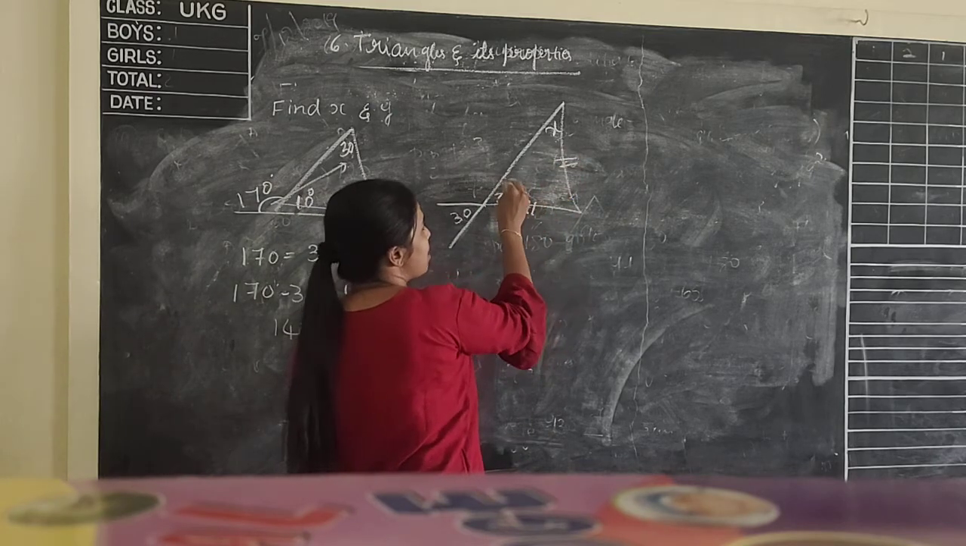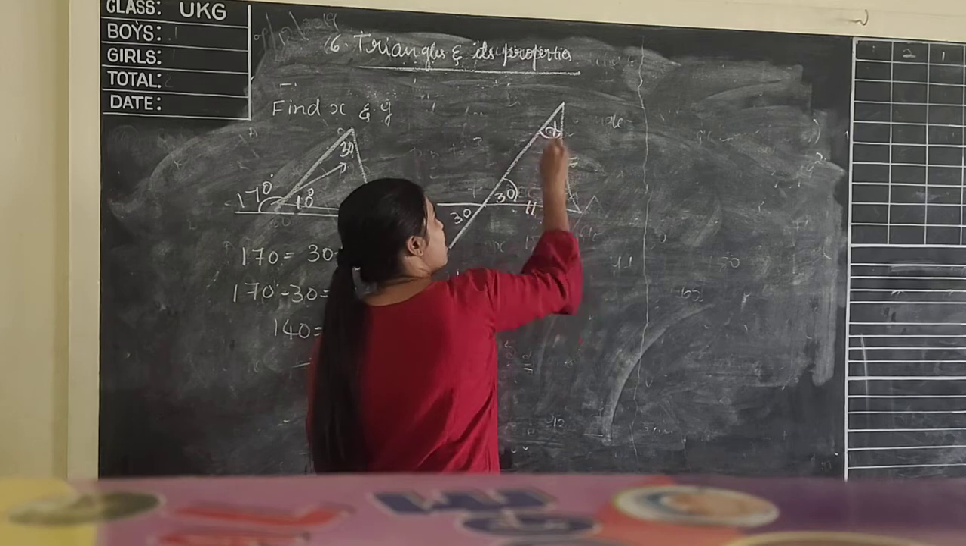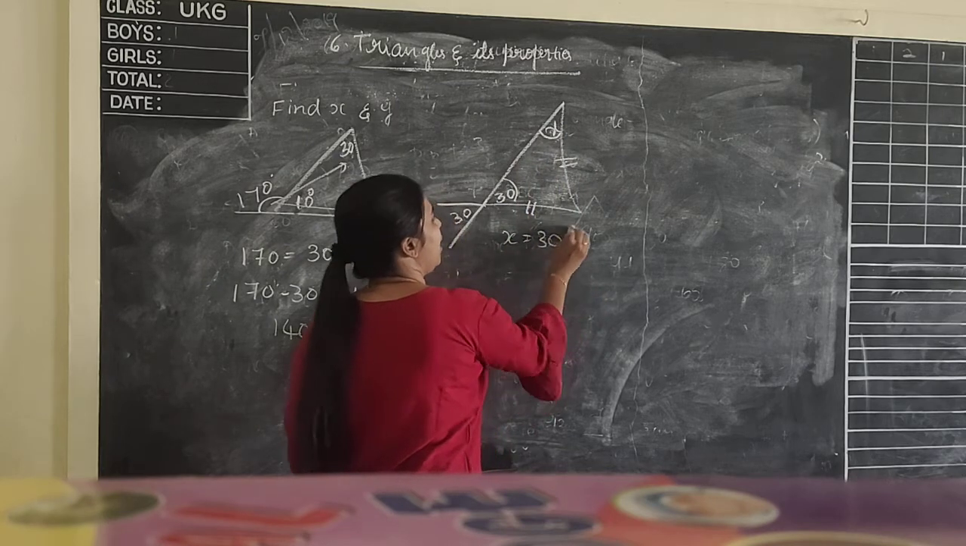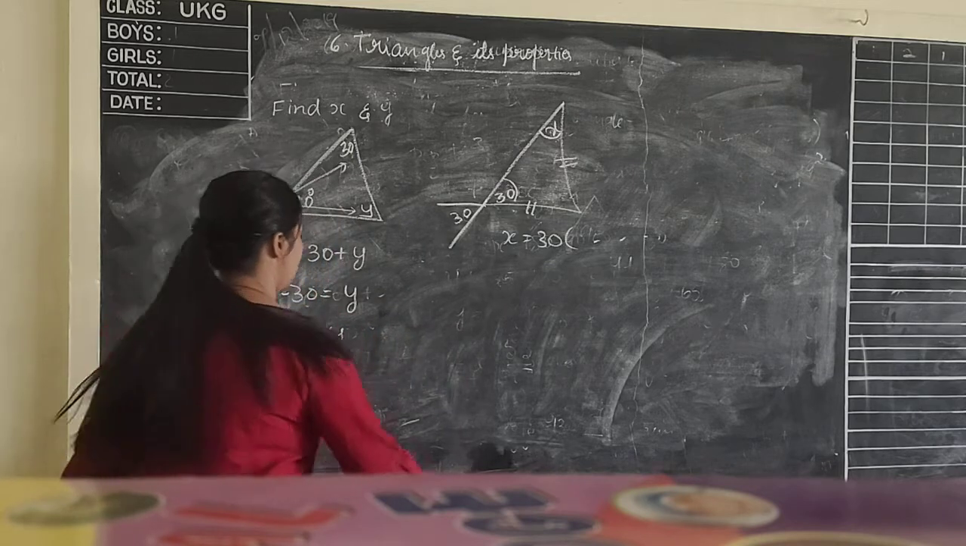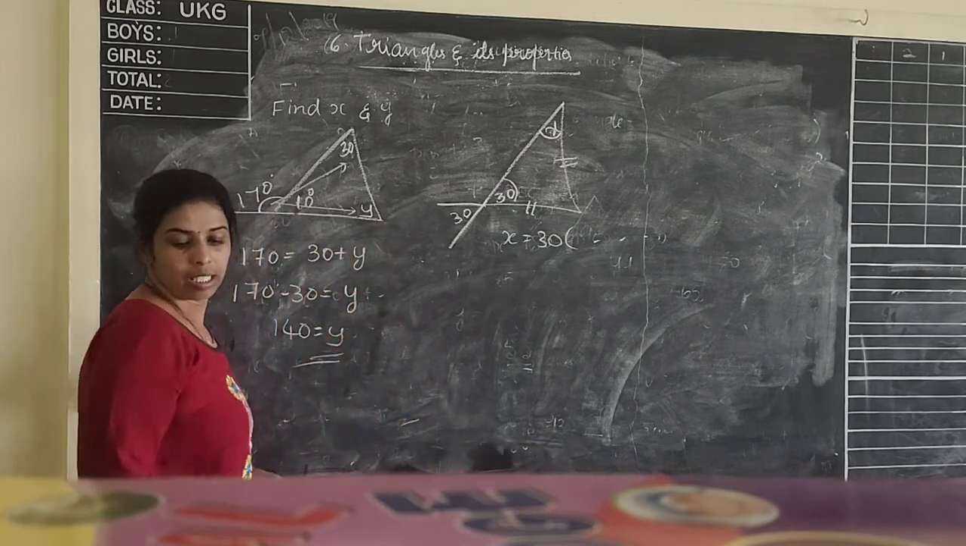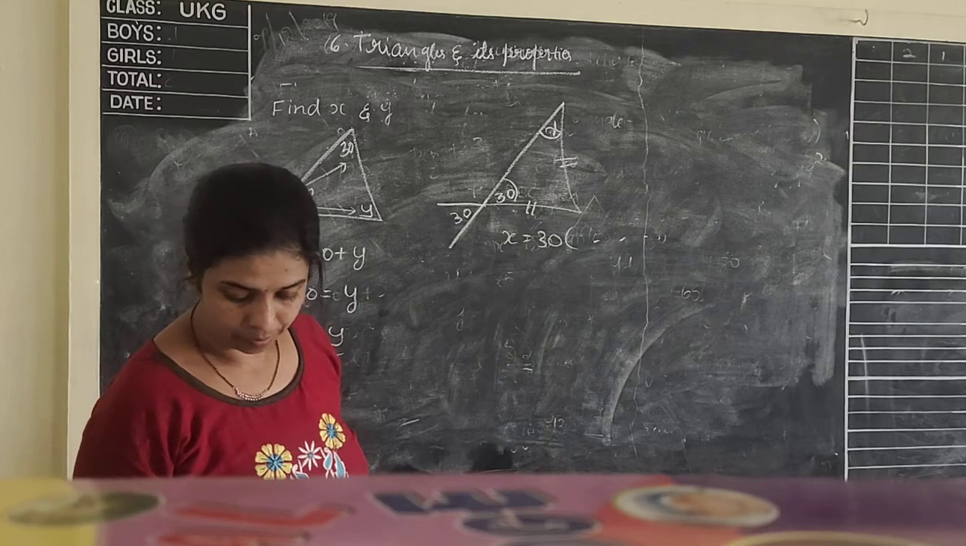This side is equal to this side. This side equal. So x equal to 30, isosceles angle. Okay? This is about exterior and interior.